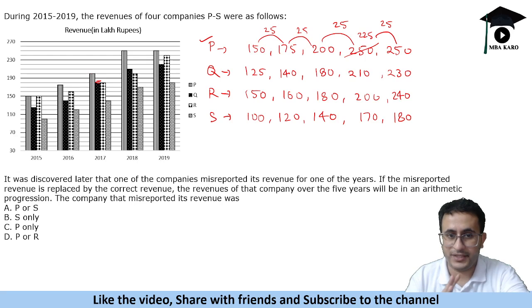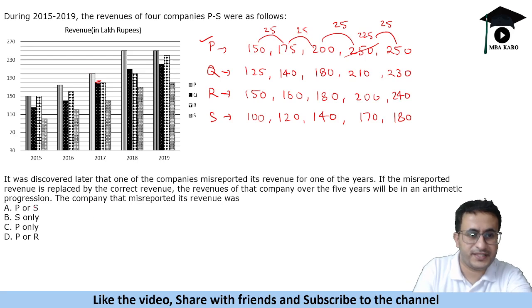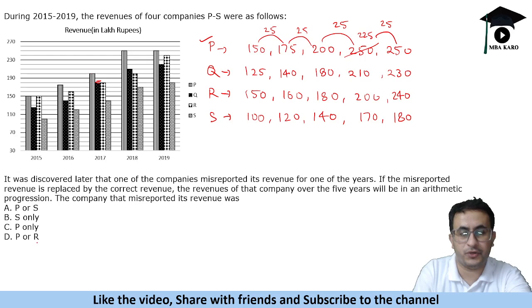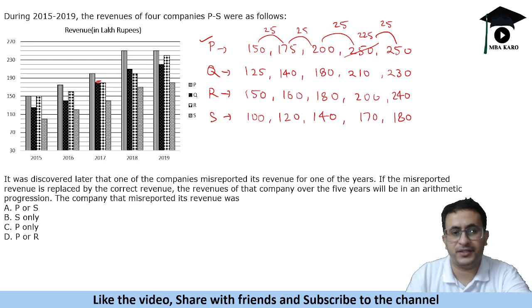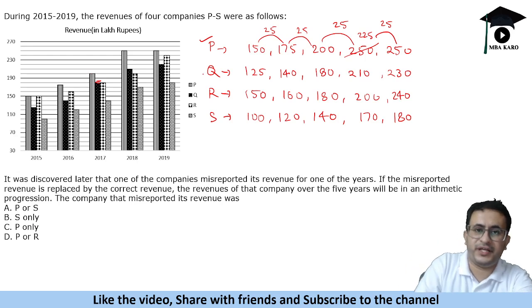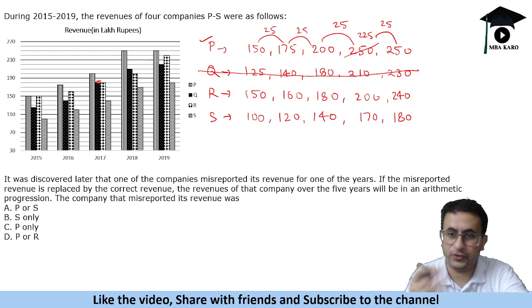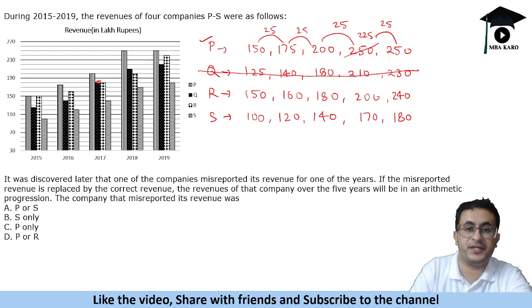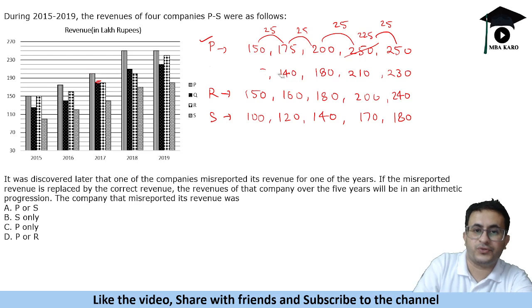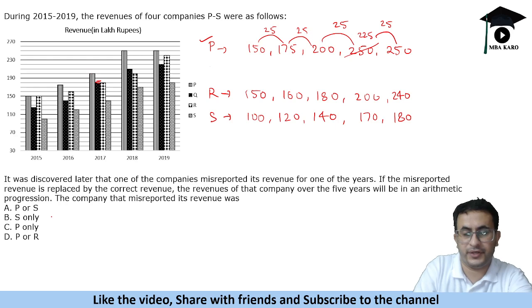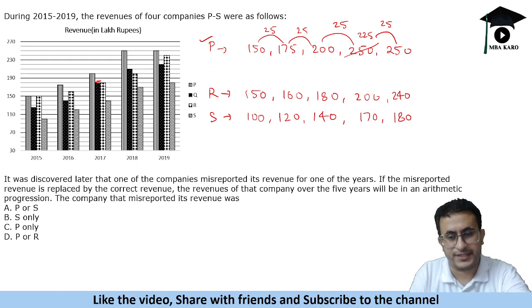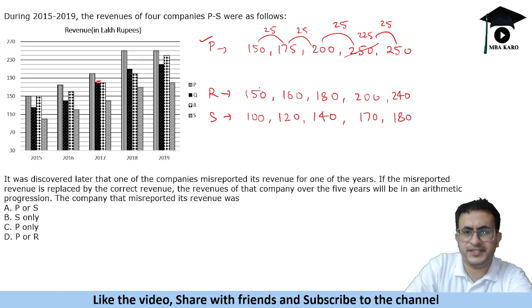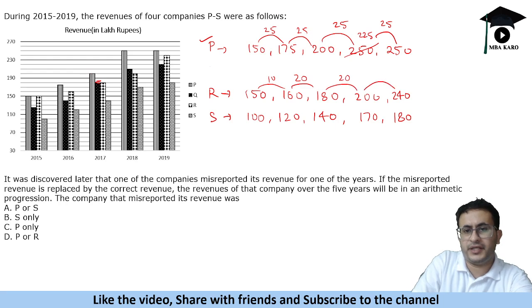But before you answer P, see the options. It says P or S, S only, P or R. That means there can be other companies also. By the way, you should not have written the values for Q, because Q is not in the options. So you did not need to look at Q at all, right? We made a mistake by writing the values for Q. So ideally one should have written the values for only 3 companies, because it is P, R or S or a combination of these. Now R, if we see, this is 10, 20, 20, 40, right?